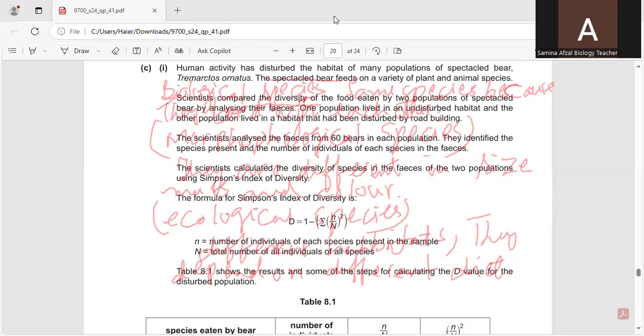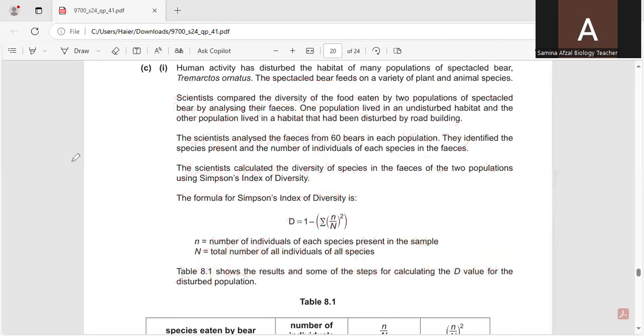Next question. Human activity has disturbed the habitat of many populations of spectacled bear, Tremarctos ornatus. The spectacled bear feeds on a variety of plants and animal species. Scientists compared the diversity of the food eaten by two populations of spectacled bear by analyzing their feces. One population lived in undisturbed habitat and the other lived in habitat that has been disturbed by road building.